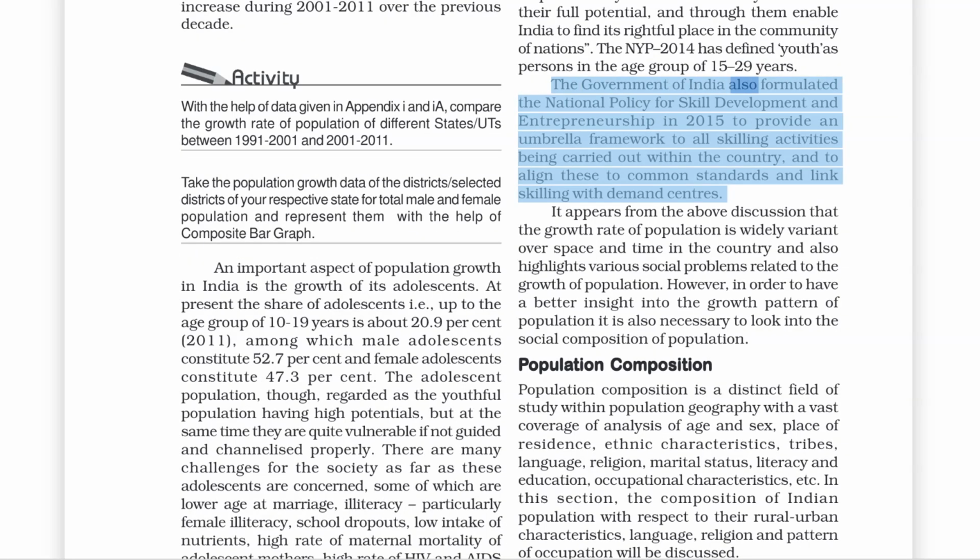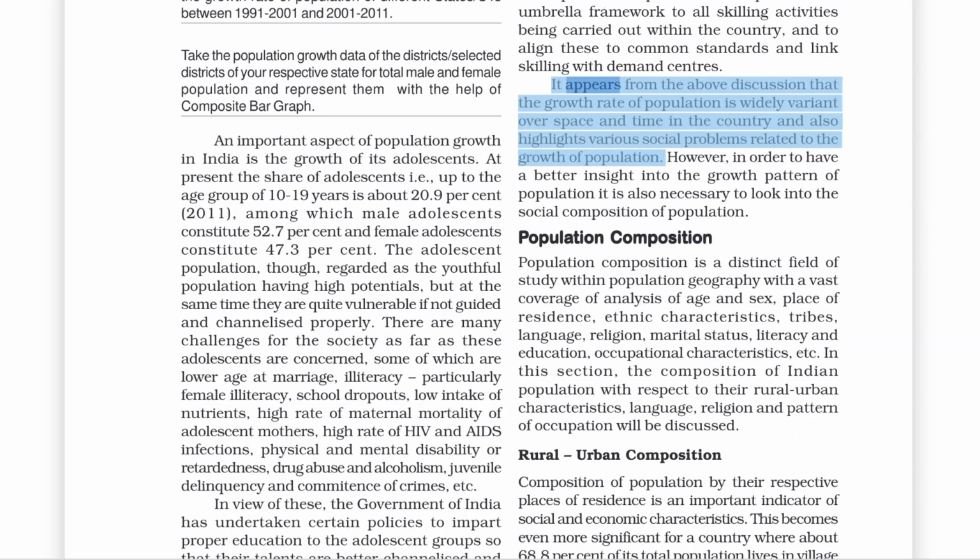The Government of India also formulated the National Policy for Skill Development and Entrepreneurship in 2015 to provide an umbrella framework to all skilling activities being carried out within the country, and to align these to common standards and link skilling with demand centers. It appears from the above discussion that the growth rate of population is widely variant over space and time in the country and also highlights various social problems related to the growth of population.